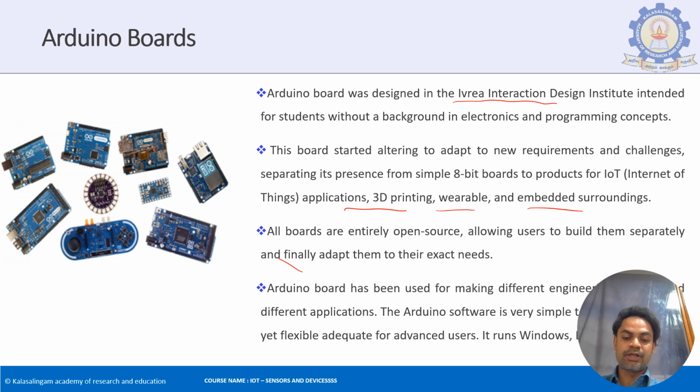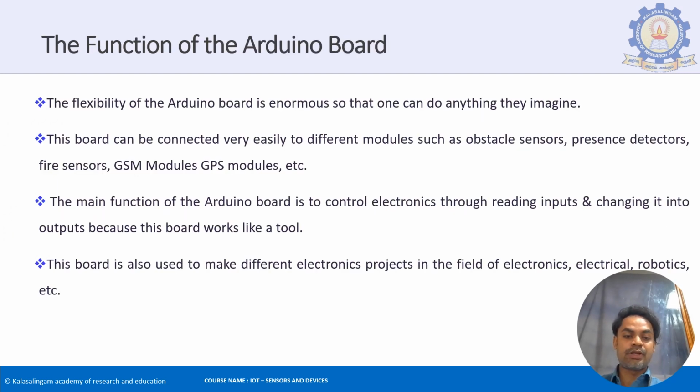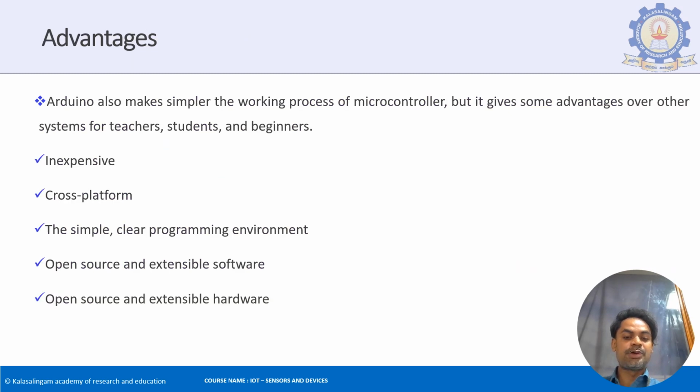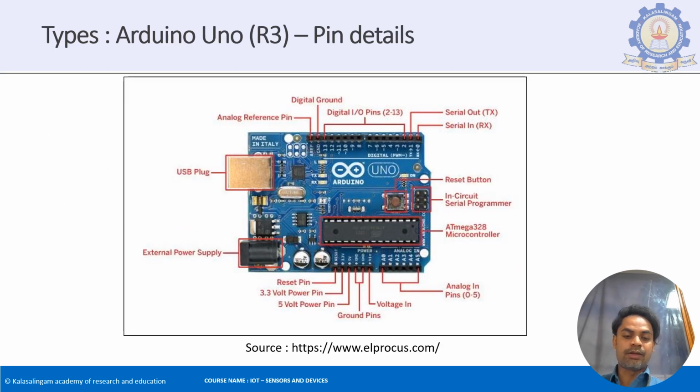It works on Windows, iOS and all these operating systems, and you can do any projects depending upon your requirement using fire sensors, GSM modules which are used to send messages or calls, GPS modules which are used to find your location, and presence detectors and obstacle sensors. All these can be done using these things. So we'll be looking into this Arduino Uno based on the capabilities that it can do.